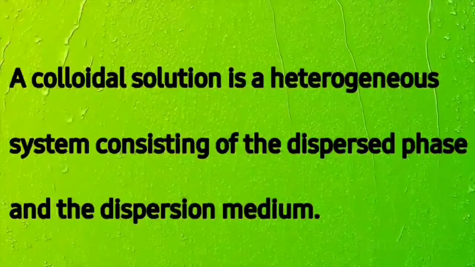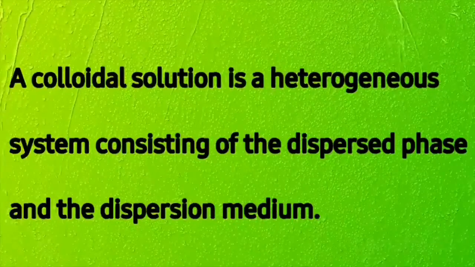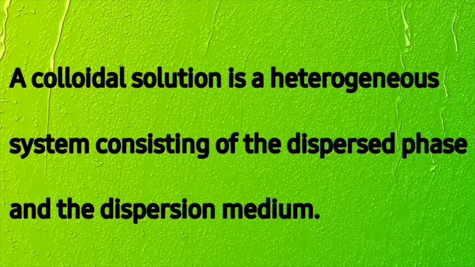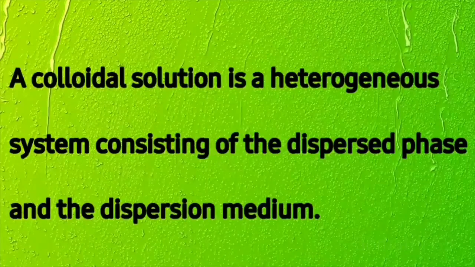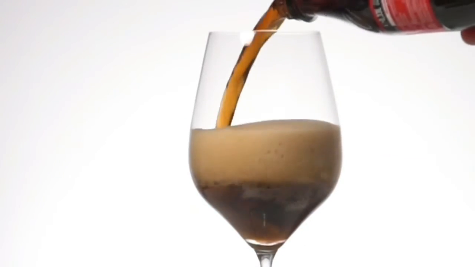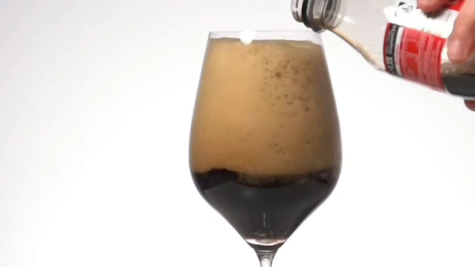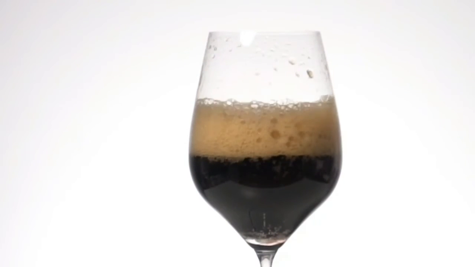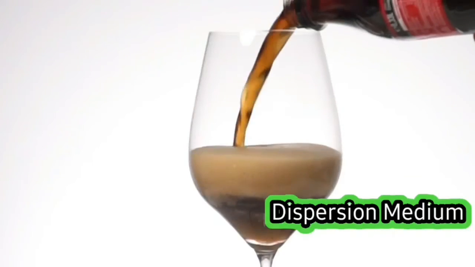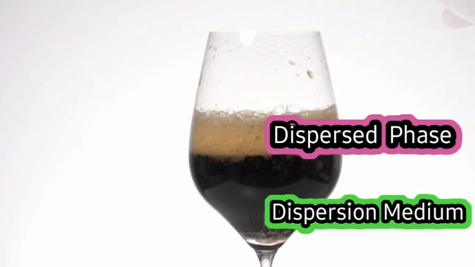A colloidal solution is a heterogeneous system consisting of the dispersed phase and the dispersion medium. Do you know what is dispersed phase and dispersion medium? Let us see a familiar example. Cola or any aerated water, that is gas drinks, is the combination of liquid and gas. Here, liquid is solvent called dispersion medium and gas carbon dioxide is solute called dispersed phase.